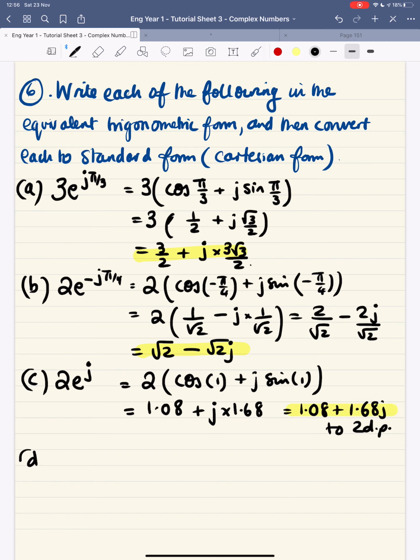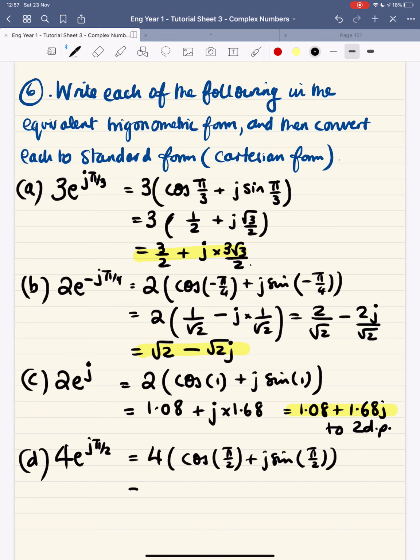And then D is, where's D? 4e to the j pi by 2. So it's 4 cos pi by 2 plus j sine pi by 2. Cos of pi by 2 is 0. Sine of pi by 2 is 1. So this answer is just 4j, like so.